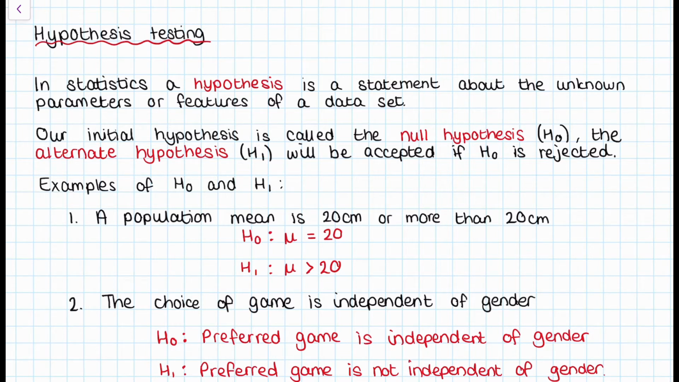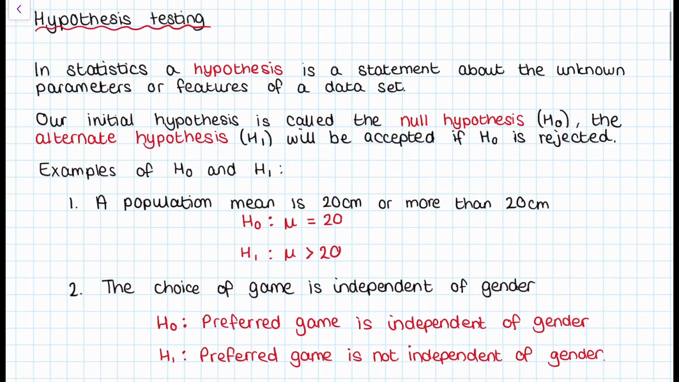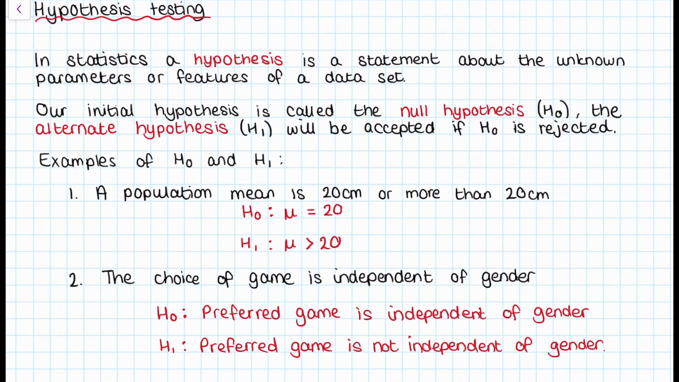So some examples of null and alternate hypothesis. A population mean is 20 centimetres or more than 20 centimetres. So the null hypothesis would be that the mean is 20 centimetres, and then the alternate would be that the mean is more than 20 centimetres. The choice of a game is independent of gender. So our null hypothesis would be preferred game is independent of gender. Alternate, preferred game is not independent of gender.